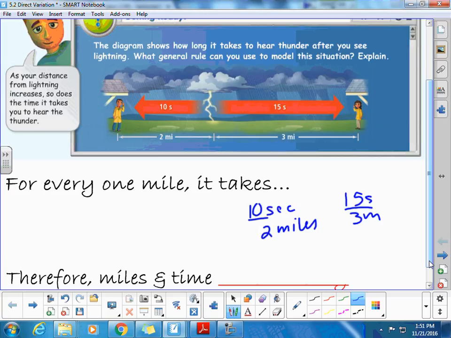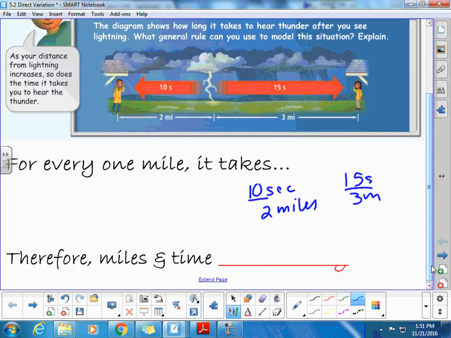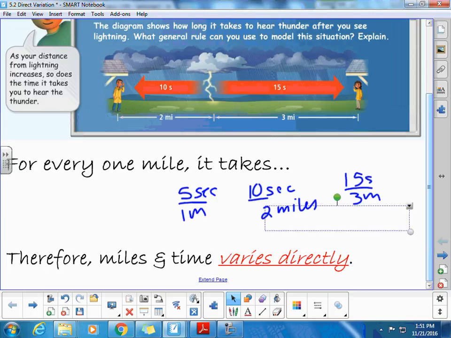So for every 1 mile, I can say what? You should say for 1 mile, it would be 5 seconds. 5 seconds for 1 mile, 10 seconds for 2 miles, 15 seconds for 3 miles. Therefore, miles and time vary directly. That's what we're looking for here. For every 1 mile, it takes 5 seconds.